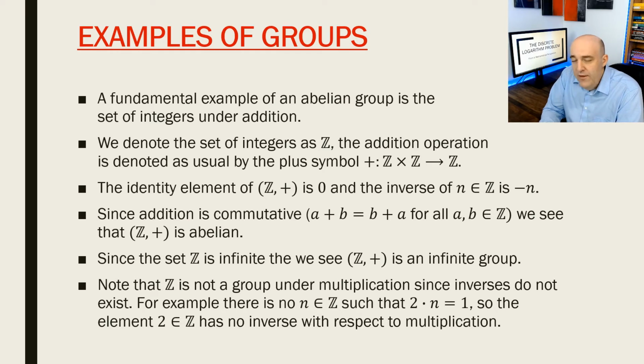Notice, though, that if we try to consider Z under multiplication, then it's not going to be a group because inverses don't exist. For example, if we take the number 2, there is no integer n for which 2 times n equals 1, where 1 is the multiplicative identity. So for 2 to have a multiplicative inverse, we would need to find some element n of the set Z such that 2 times n is 1. Although n equals a half works, that's not an integer, so that's why we say that 2 does not have a multiplicative inverse in Z.